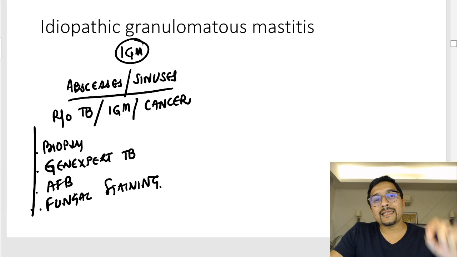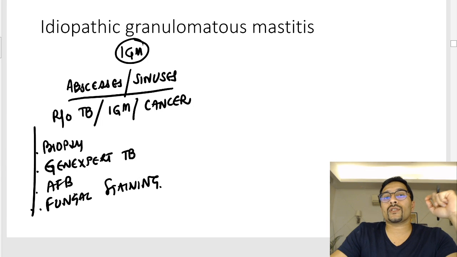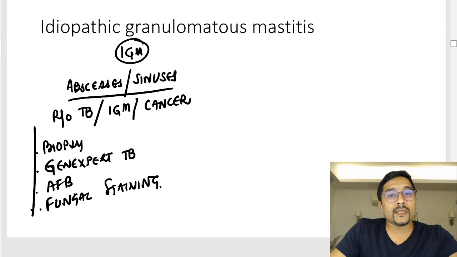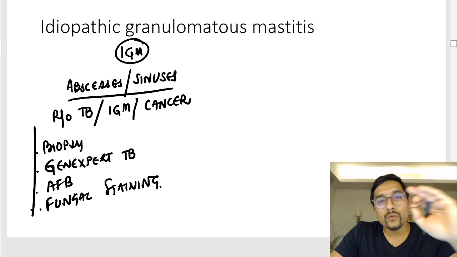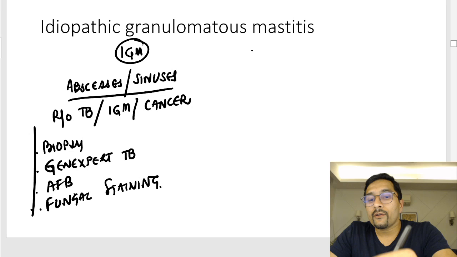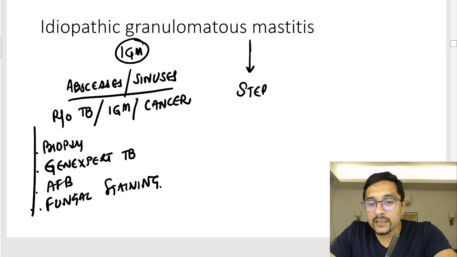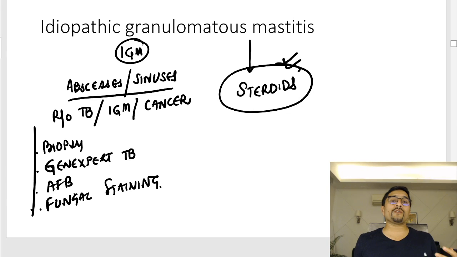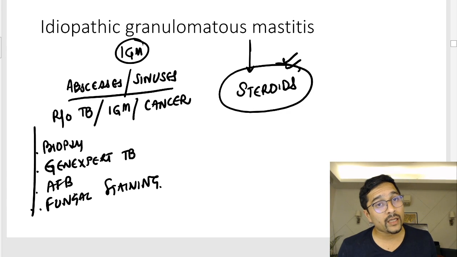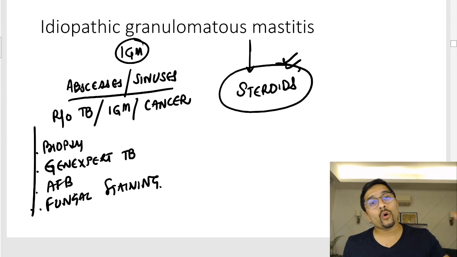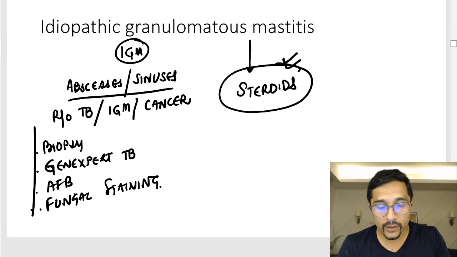So you need to understand that idiopathic granulomatous mastitis, the patient is going to come with recurrent abscess or sinus formation, and this is a diagnosis of exclusion. You need to rule out cancer, you need to rule out TB, and then we make the diagnosis of IGM. For IGM, we use steroids in these patients, and it works very well. So the histopathology would be that of granulomas, just like TB, but AFB will be negative, GeneXpert will be negative, fungal staining would be negative. Only then will I put the patient on steroids. So this is another update from the 28th edition of Bailey.